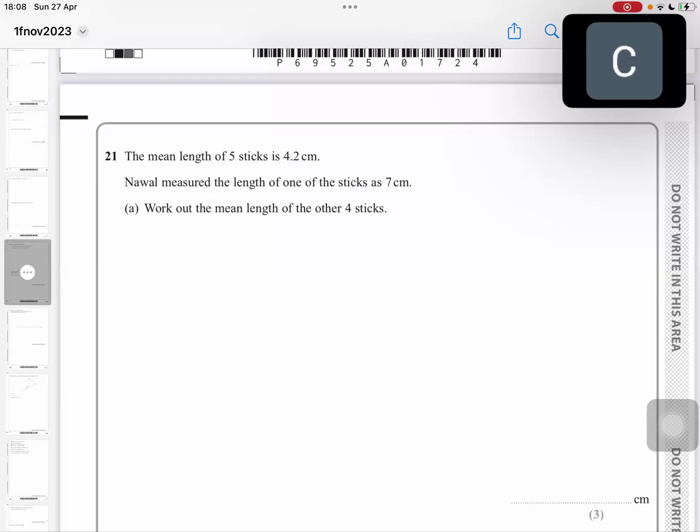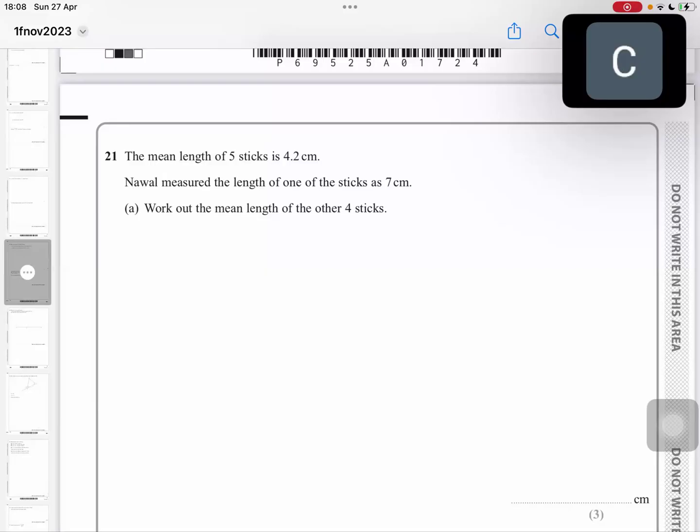Okay. Now this is where I'm going. Because they didn't give us the length of the other 4 sticks, I had to rearrange my definition of average. Let's assume that the total length of the other 4 sticks is X. Or maybe we should use another letter. Let's not overuse X. Let's say it's T. All right. So that's for the 4 sticks.